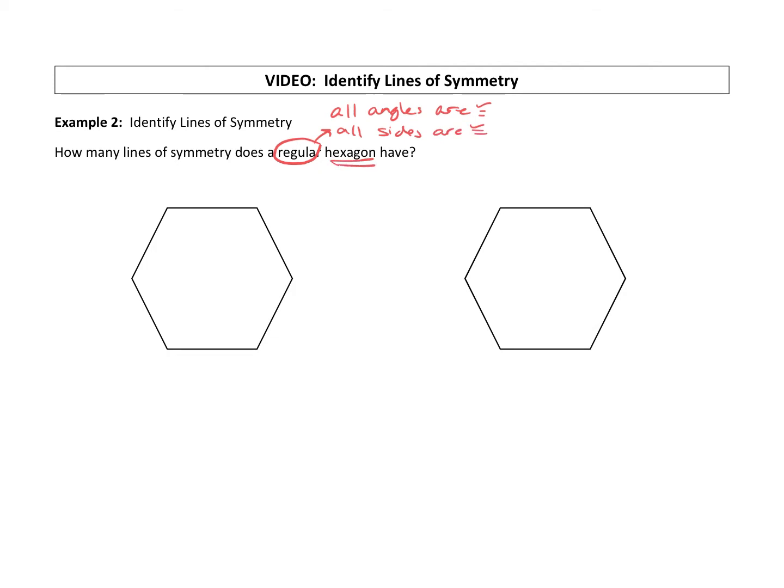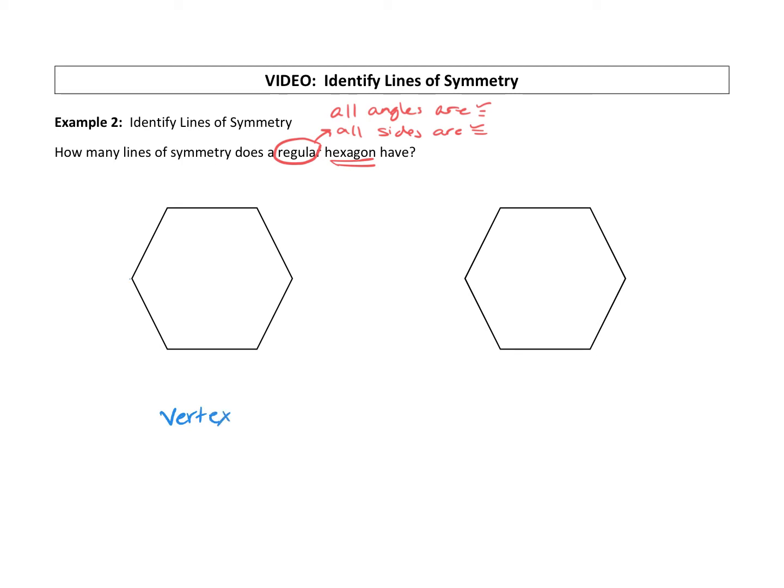A hexagon has 6 sides. We can see 1, 2, 3, 4, 5, 6. So it's a 6-sided polygon or figure where all the angles have the same measure and all the sides have the same measure. So how many lines of symmetry does it have? We're going to focus on 2 different parts. First, let's figure out how many lines of symmetry it has if our symmetry lines go through each vertex.